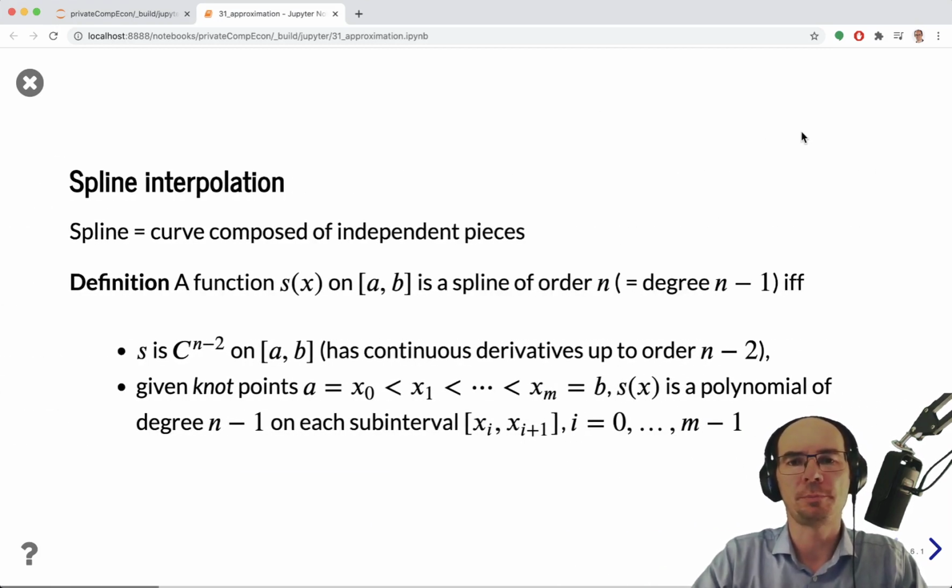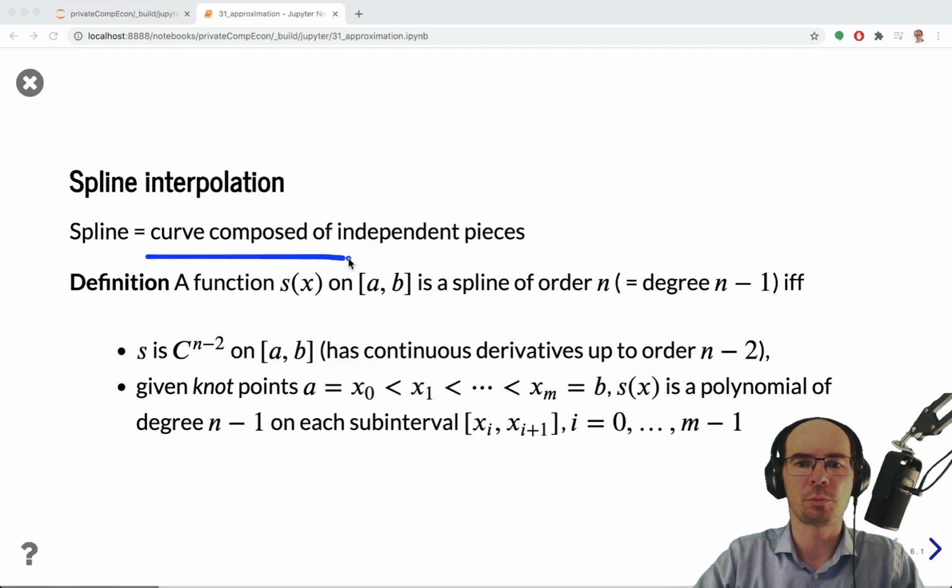Okay, so let's look at the first case of the piecewise approach to function interpolation. And this is what's commonly referred to as spline interpolation, where a spline is simply a curve composed of independent pieces. The simplest spline is just straight line segments connecting the dots of the function. But a more general definition is that a spline is a function which is defined on a closed interval.